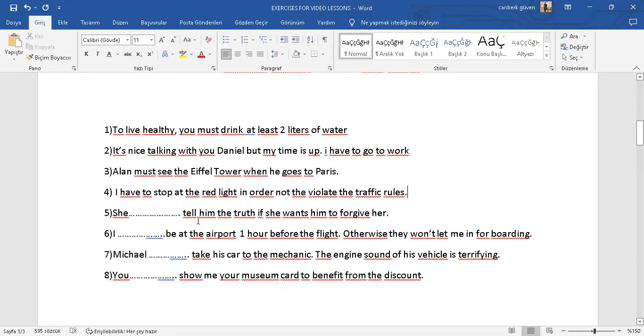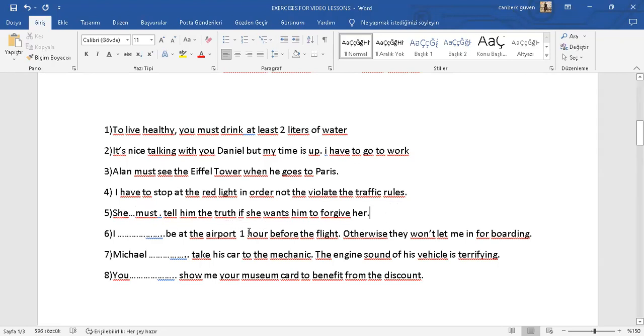Five. She blah blah tell him the truth if she wants him to forgive her. Okay, let's imagine a couple. They just fell out with each other, and she lied. In order for her to get on well with him again, she must tell him the truth, right? She must. It's a strong recommendation. If she doesn't tell the truth, the worst scenario is he will dump her, right? So this is the maximum outcome.